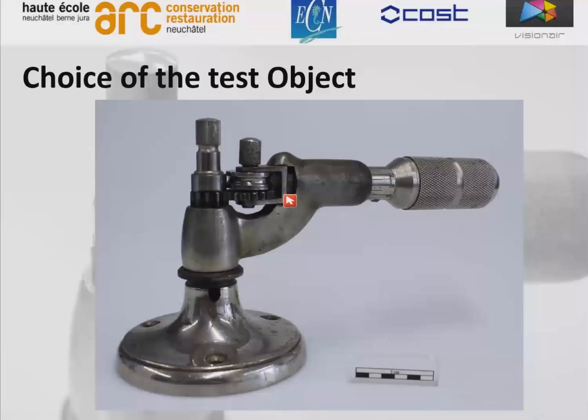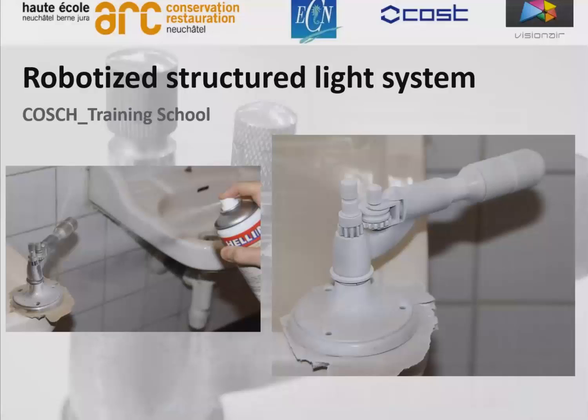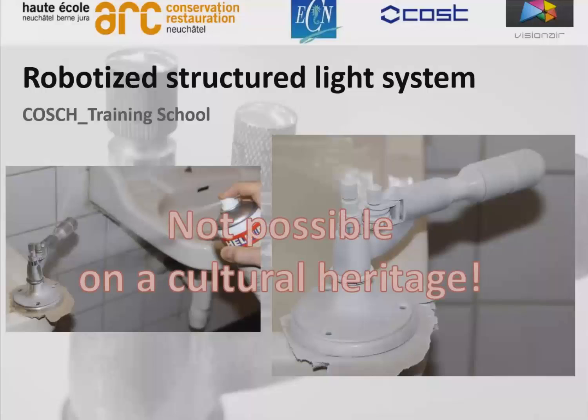So first of all, I had the opportunity to attend a training school in the Cost project in Warsaw. And here you see how we work. We use a robotized structured light system, and they had to cover the object with a white powder. Here it's titanium oxide, and that's not allowed. It's not possible to cover our object. Here it was a test object, so we did it, but it's not the solution. Still, we did it for the test.